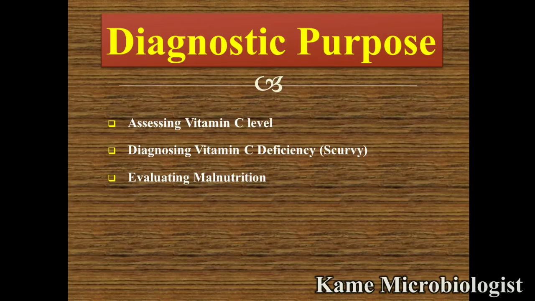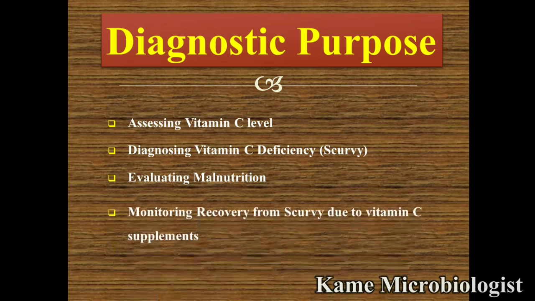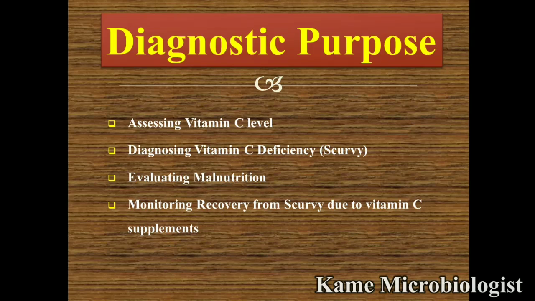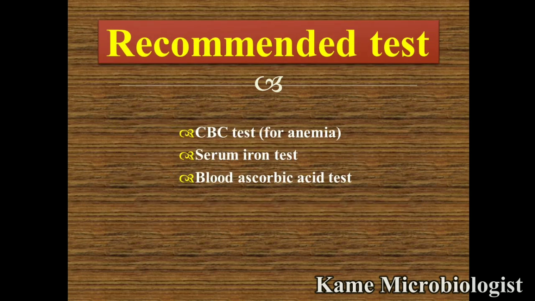Due to the vitamin C test, we can also evaluate or find out malnutrition. We can also assess the treatment or recovery, or the effect of the supplements provided for scurvy, whether the supplement is working or not. So these are the vitamin C diagnoses. Now let's see the recommended tests. Mostly for vitamin C, the doctor also recommends the CBC test, which is important to find out anemia. The doctor also recommends the iron test, and the ascorbic acid test with the vitamin C test as well.